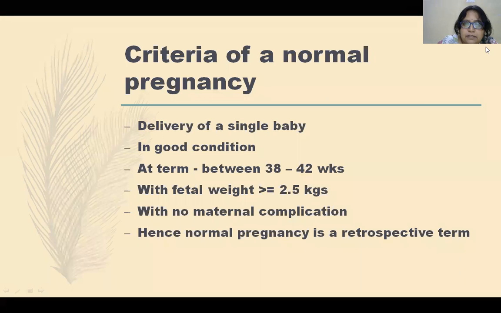Yes. Okay, vaginal route, term, any other? Single baby, yes. Yes, no instrument should be used. Okay, vertex presentation.